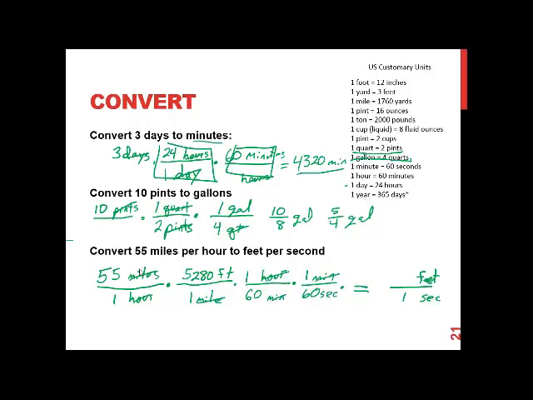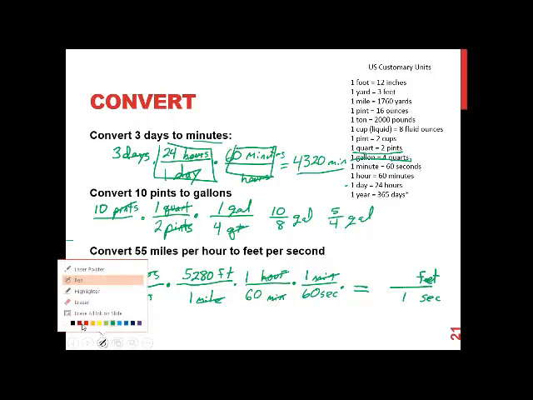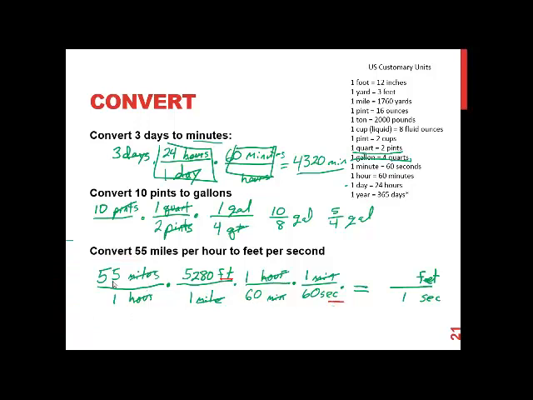Minutes divide out, and now we notice that all my units have become feet per second. Now I need to do some multiplication. We got 55 times 5,280 times 1 times 1, and down on the bottom we've got 1 times 1 times 60 times 60. And if I do that math, 55 times 5,280 and divide that by 60 times 60, I get 80 feet per second.